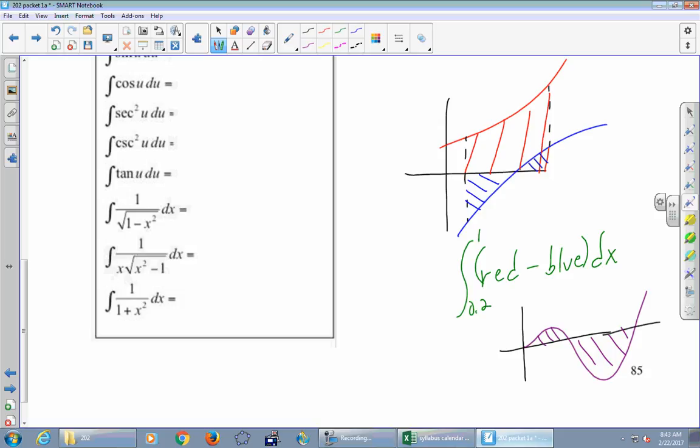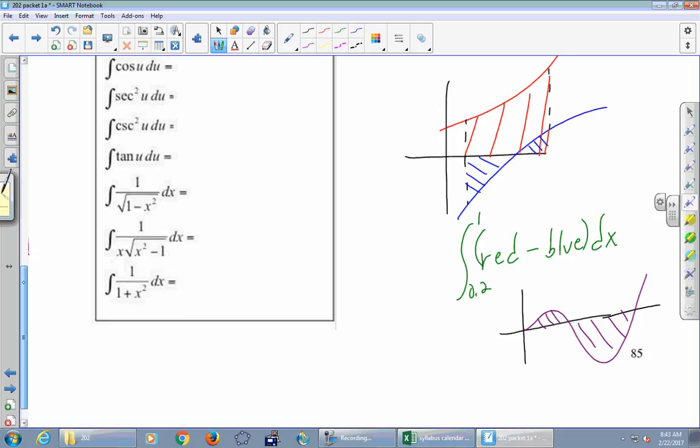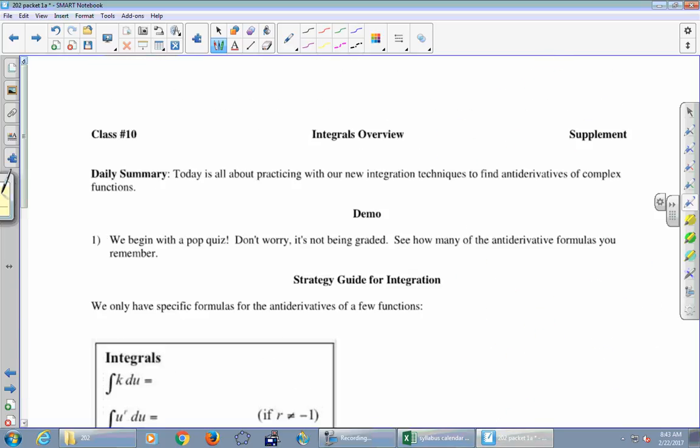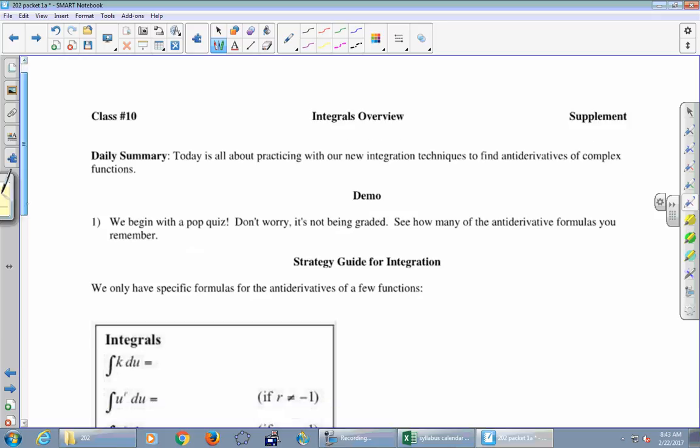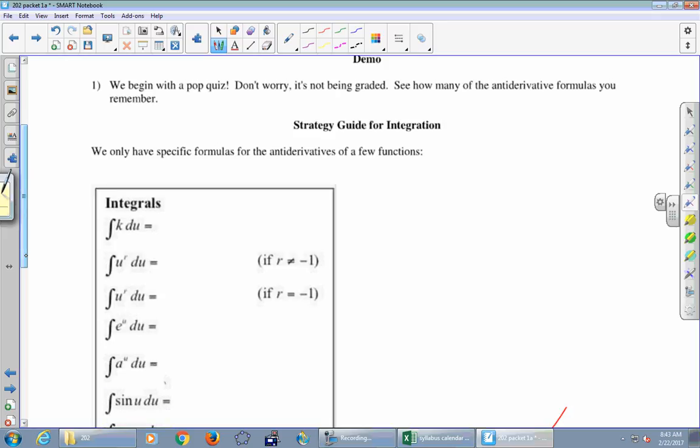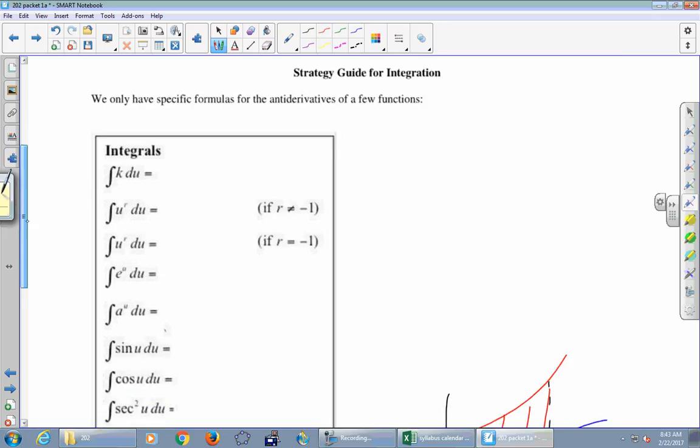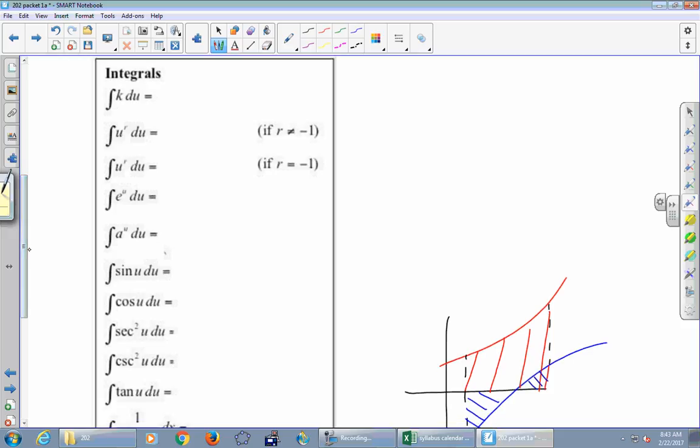Okay. All right, so we'll start again here at the top of page 85. Today is all about practicing with our new integration techniques to find antiderivatives of complex functions. We begin with a pop quiz. Don't worry, it's not being graded. See how many of these antiderivative formulas you remember. This is copied from your take-home quiz. So let's take 60 seconds to fill in as many of these as you can.